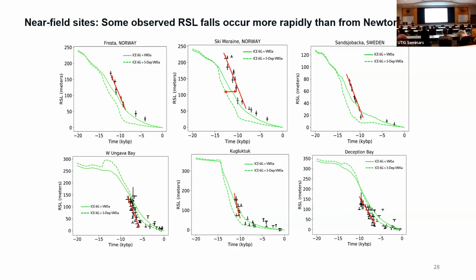I just have a maybe slightly dumb question, but you were talking about the near field versus far field observations. What is your threshold for near field versus far field?